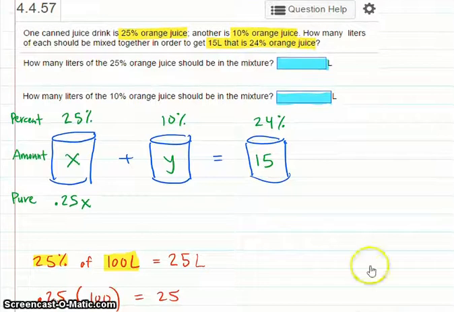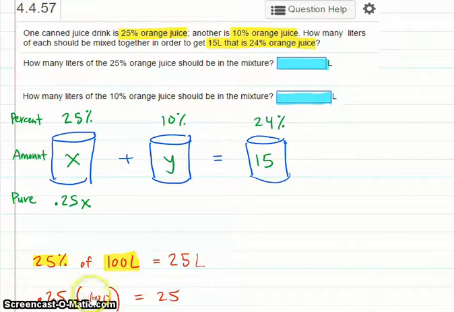It's the same thing here. This was the amount, this was the concentration, the percentage. So you multiply the percentage times the amount to get the pure amount. Same thing here: this is the amount, this is the concentration. To get the pure amount, you multiply the decimal equivalent of 25%, which is 0.25, times X. Hopefully that makes sense.